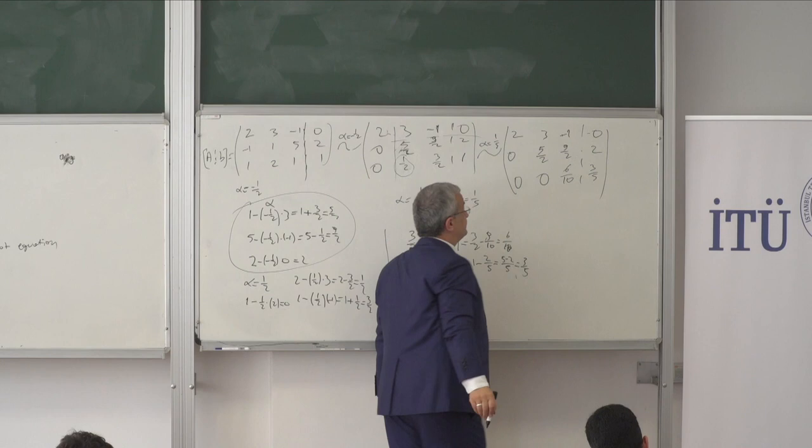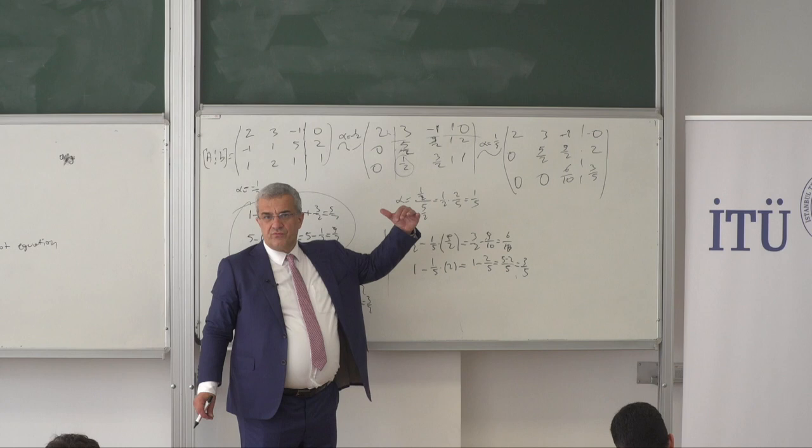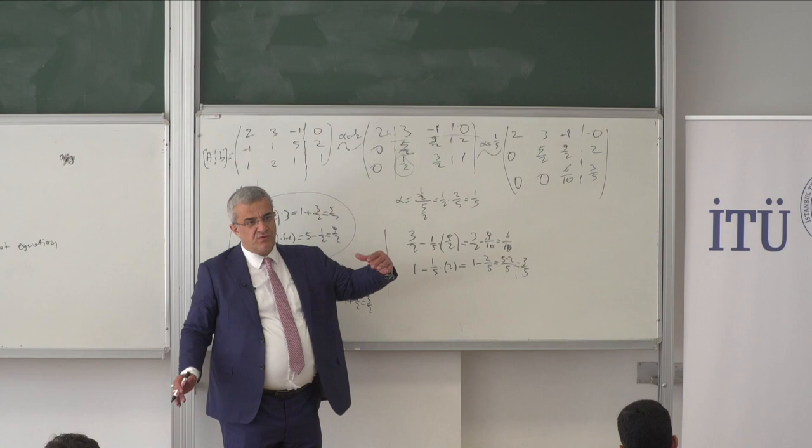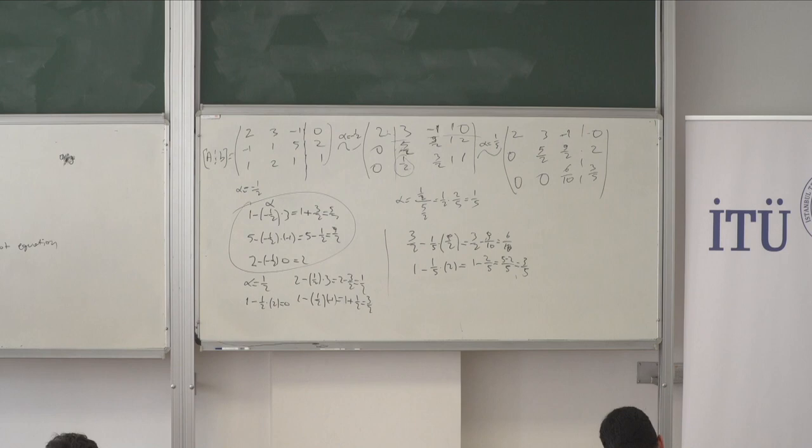So this is the end of, for this example, this is the end of forward elimination. We call this stage of Gaussian elimination forward elimination. So you first make all these pivot operations to make all the coefficients below the diagonal equal to zero. Okay?